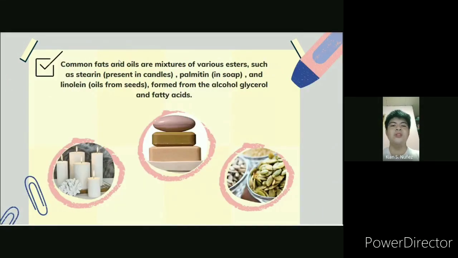Esters are very useful in so many ways. Common fats and oils are mixtures of various esters, such as stearin, present in candles, palmitin, present in soap, and linolenin, present in oils from seeds, formed from the alcohol glycerol and fatty acids. So these products are from esters: the candles to light our homes, soaps to clean our bodies, and the oils from seeds that we use for cooking. Quite useful.